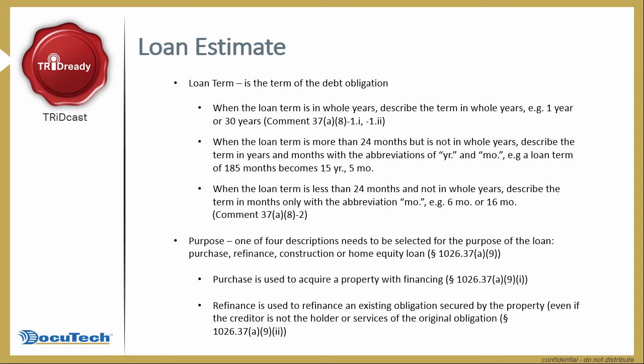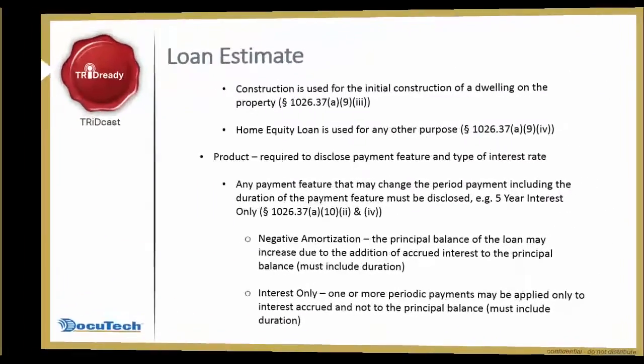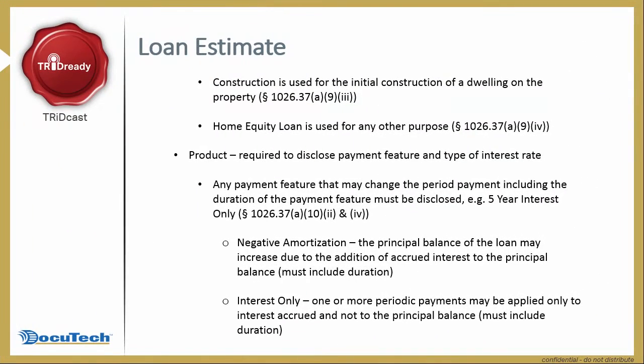The next selection can be a construction loan, and those are used for the initial construction of a dwelling on the subject property. And the last selection can be home equity loan, and that is used in any other kind of instance that doesn't fall under the first 3 categories of purchase, refinance, or construction.